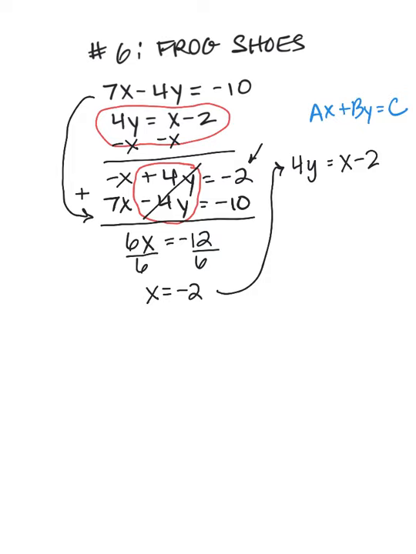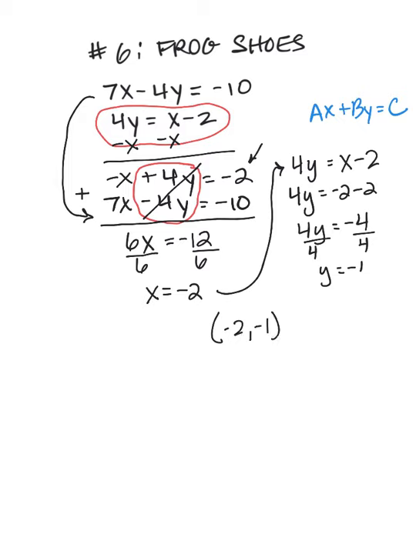So let's substitute negative 2 for x. We have 4y equals negative 2 minus 2. That gives me negative 4. Divide both sides by 4. We have y equals negative 1. So our solution is negative 2, negative 1.